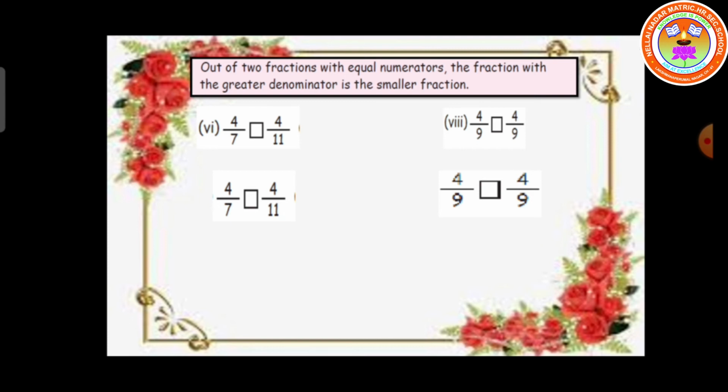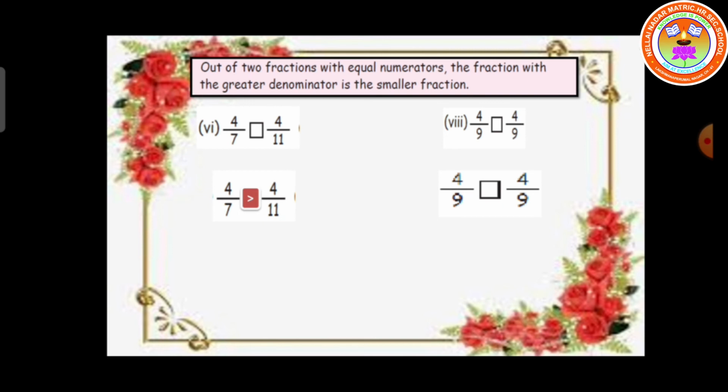Next, out of two fractions with equal numerators, the fraction with greater denominator is the smaller fraction, as we saw in this video itself, right? See the seventh problem, 4 by 7 and 4 by 11. Both numerators are same. So compare the denominators. Which is greater? 11 is greater. We have to take that 11 as the smaller fraction. So we can write 4 by 7 is greater than 4 by 11.